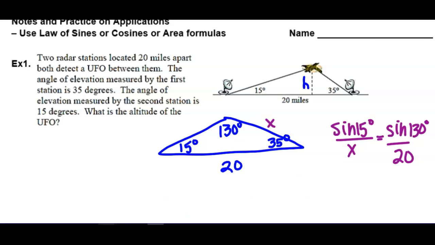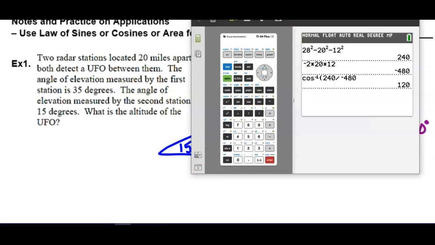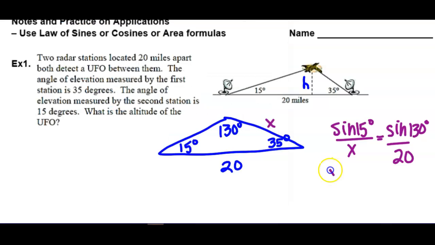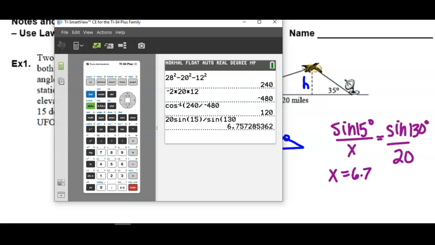So I'm going to type 20 times the sine of 15, making sure I'm in degree mode, and then divide that by the sine of 130. And that tells me that this distance x was 6.76.